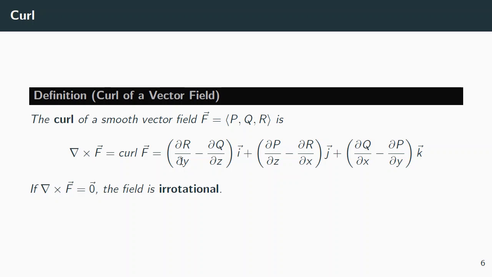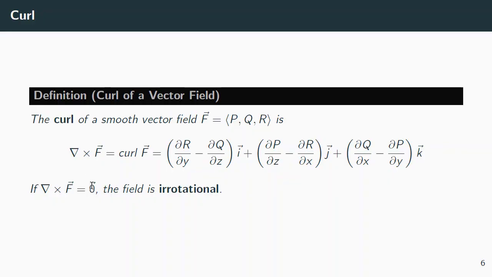What the curl is: if the vector field is rotating at all, it would be rotating around some axis. If you imagine a vector field spiraling around like a tornado, there's going to be an axis of rotation. Curl just tells you what that vector is that the vector field is rotating around. And if the vector field isn't rotating at all, if it's just moving straight, then there is no rotation and you get zero. What you would get is the zero vector if a vector field was irrotational.